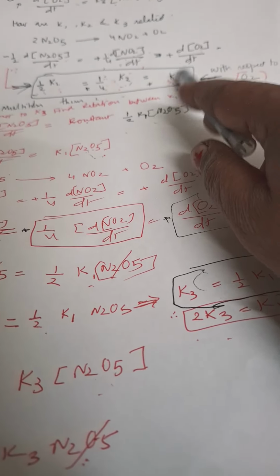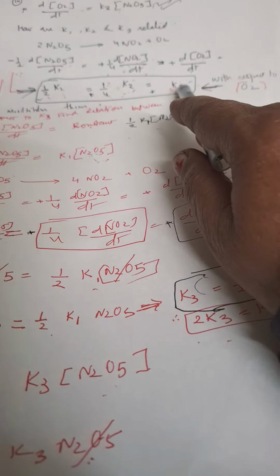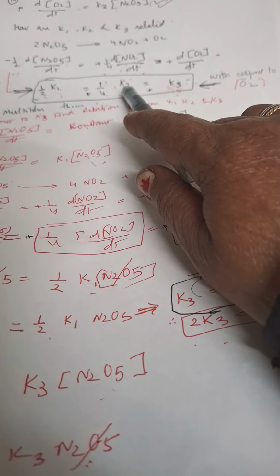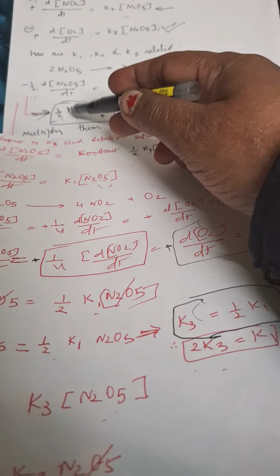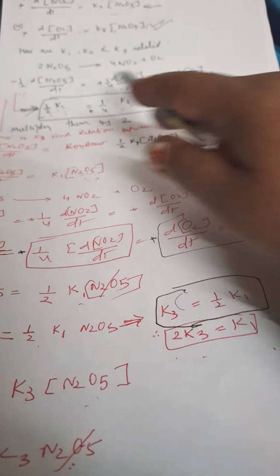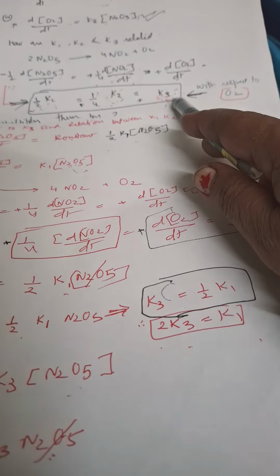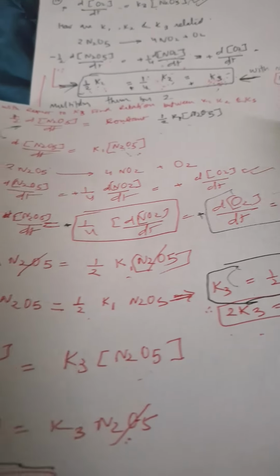Now K3 is fixed for 1 mole, so we can relate that K3 is equal to 1/4 of K2, half of K1. Now we'll discuss K1 and K3. K1 is equal to twice K3. K2 is equal to 4 times K3. This is for competitive purposes.